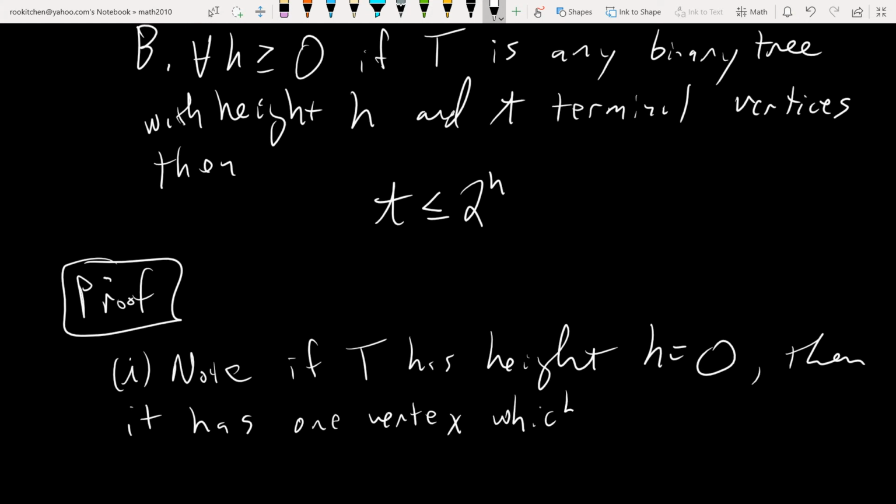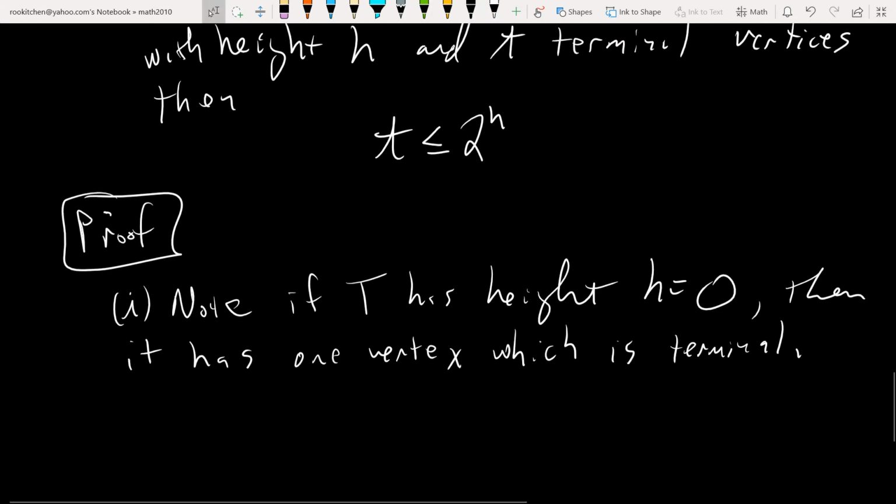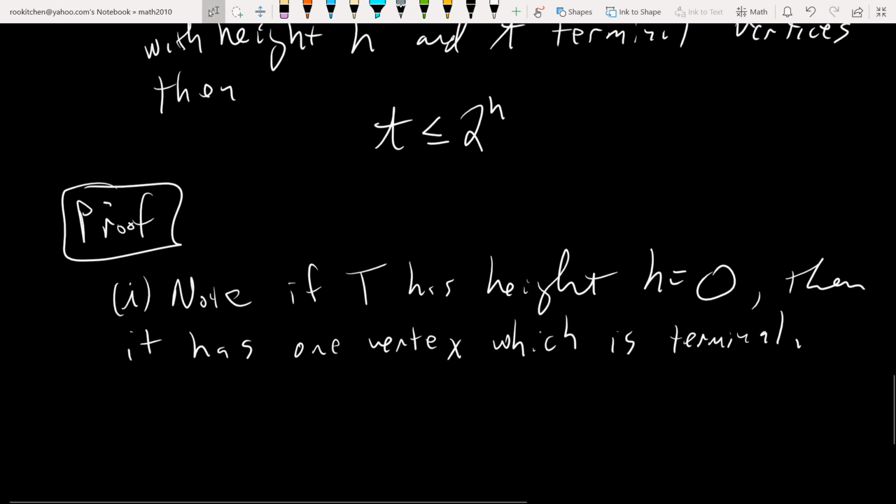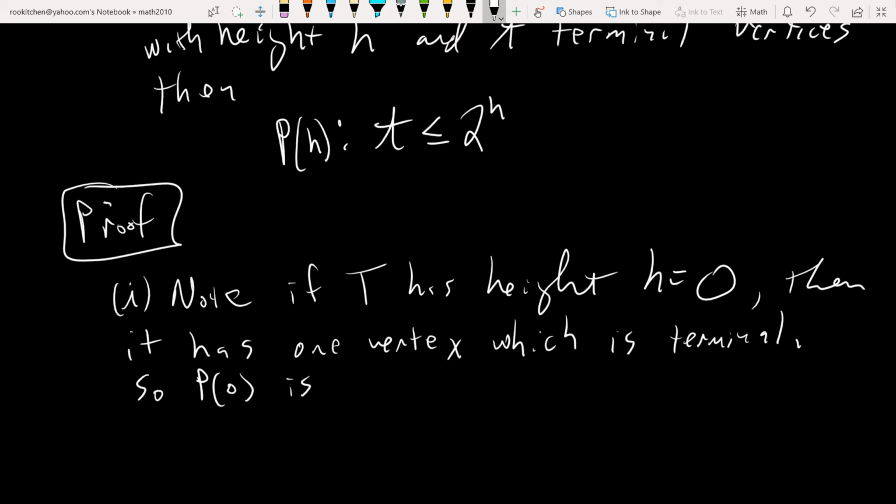And that thing is terminal. It has one vertex which is terminal. Okay, so if we plug 0 into that inequality, which we're calling now P of k, so P of 0 is, so back up here, I guess maybe it's P of h. P of h is kind of this statement here.